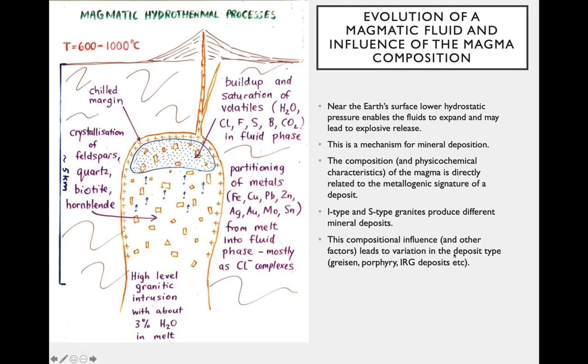And this is one of the primary controls leading to variations in deposit type, from porphyry to intrusion-related gold, greisen, etc. But this is the style of the system, and we have this boiling of water out of the granite that can deposit the metals.